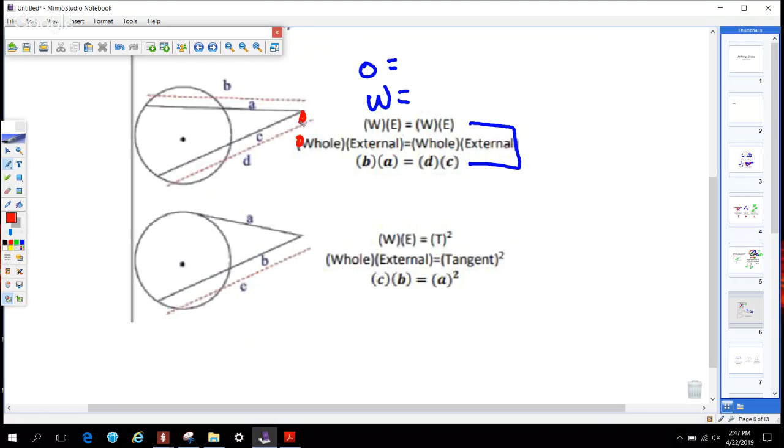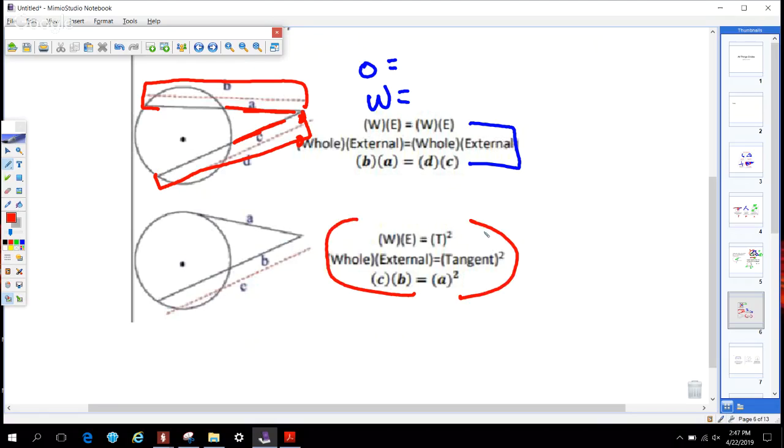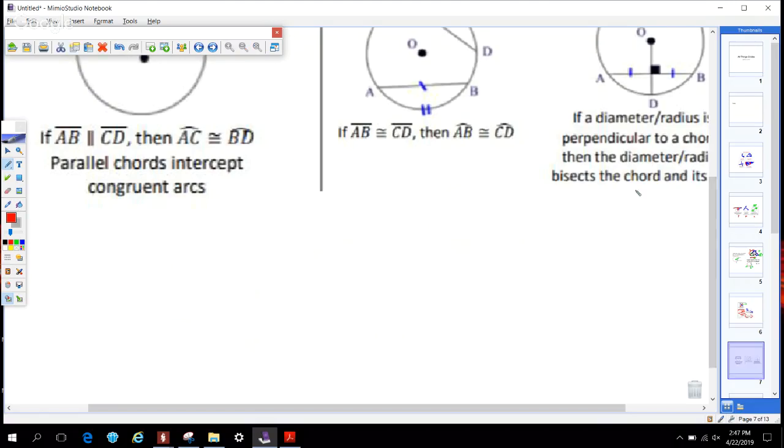It works for both. So you're gonna do this outside piece times this entire piece, or whole piece, equals this outside piece times this whole piece. That also works if you have tangents, right here on your paper. And so all that would happen is for letter A, my outside would be the letter A, and my whole would also be the letter A. Nothing changes from there, okay? Couple more, and then we're gonna get some questions going on.